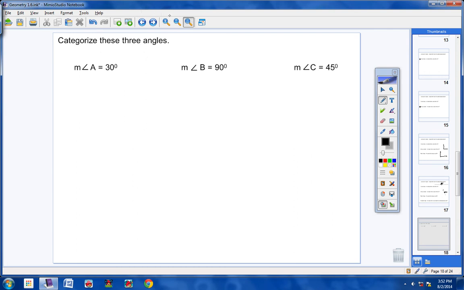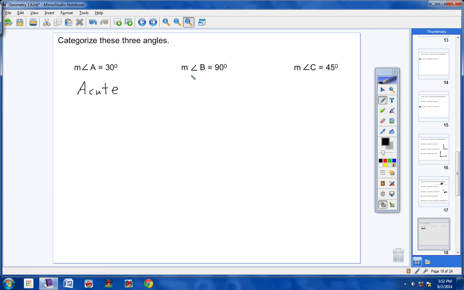I would like you to categorize these three angles. Okay, let's put them in a category. So copy these down, take some really good notes on this. The measure of 30 degrees. Well, we would call that a what angle? It's less than 90, right? So we call that an acute angle.